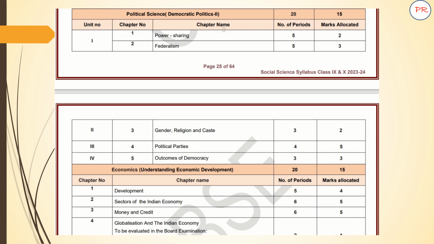Now coming to the political science part, there are total 5 chapters, out of which power sharing will be asked for 2 marks, federalism for 3 marks, then gender, religion and caste only for 2 marks. Political parties has more marks, that is 5 marks, and outcomes of democracy will be for 3 marks. That is how political science will be asked for 15 marks.